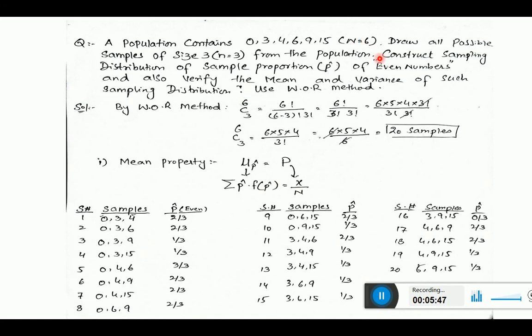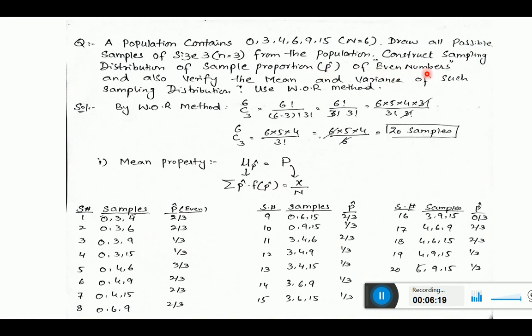Take the population values and draw samples, where each sample has size small n equal to 3. The second requirement is to construct the sampling distribution of sample proportion. We find out p cap, the proportion of even numbers. The sample proportion p cap must be about the even numbers.